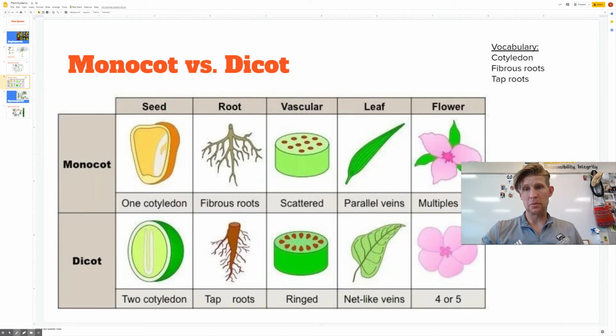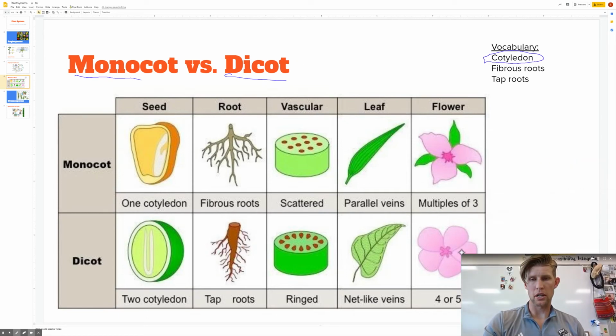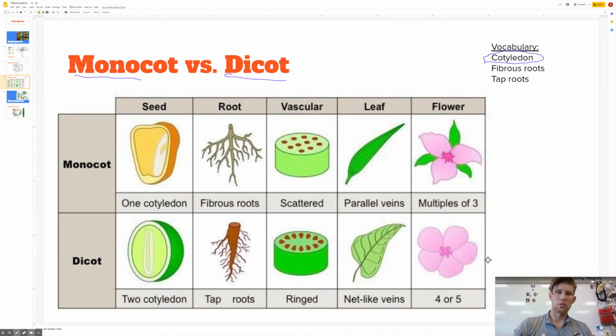We distinguish them as monocots or dicots. Now, what that means is the "cot" actually stands for cotyledon. So does it have one cotyledon or two cotyledons? Let's look at what I'm actually talking about. What we're talking about is this little thing right here. That is one cotyledon, and of course that's a corn seed.